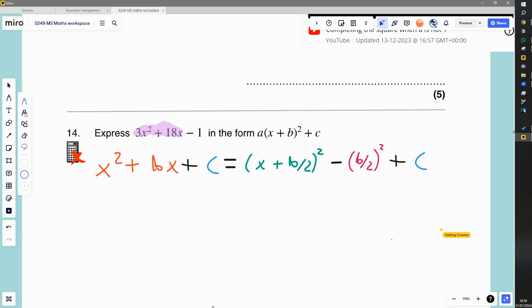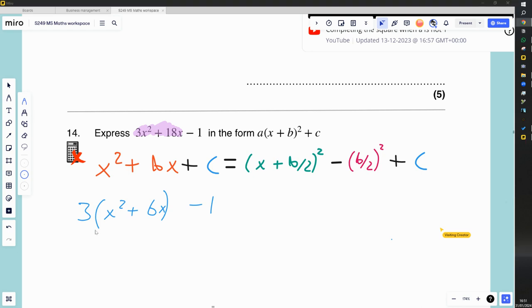So what we do is we simply take the 3 outside. So we go 3 and then x squared plus, and then 18x. 18 is luckily divisible by 3, but even if it wasn't divisible by 3, we'd still be able to do something about it. So that's 6x. And then -1, that just stays like that. And then we just complete the square of this bit here. Let's pause the video and see if you can do that.